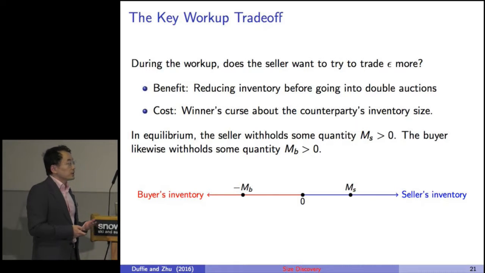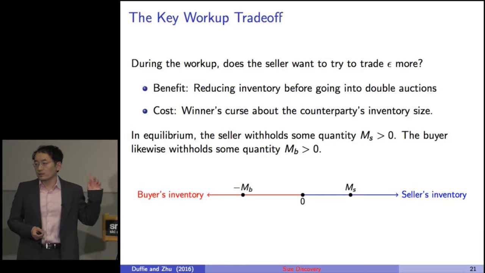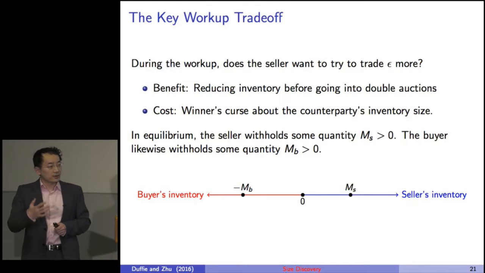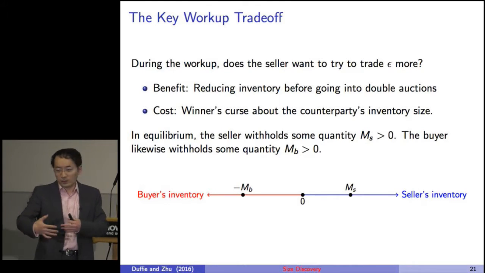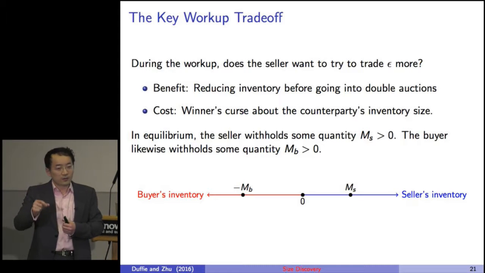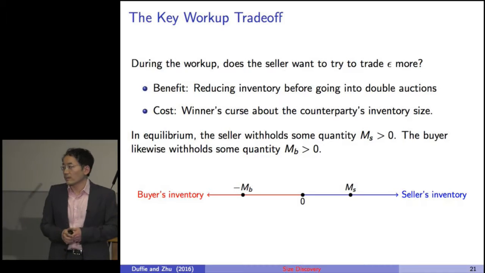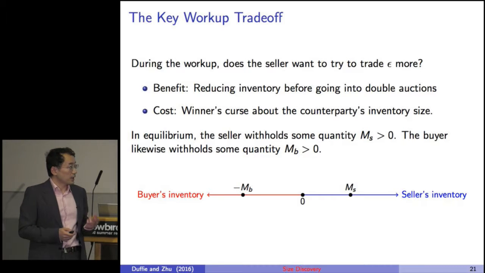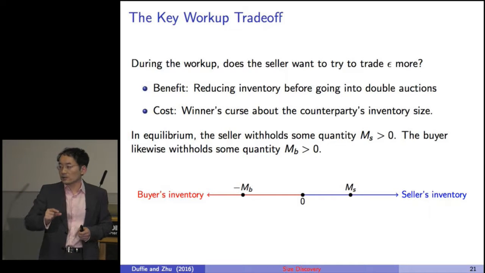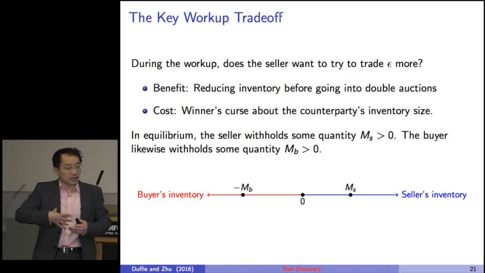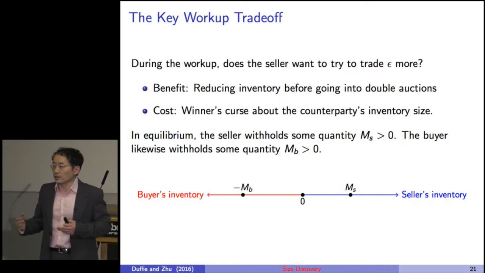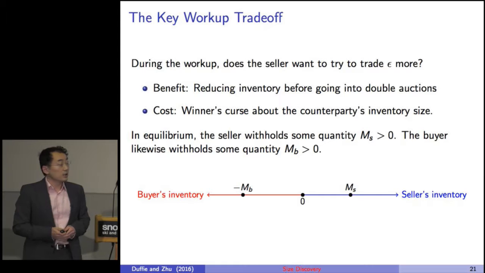And the key property that determines the strategy is this trade-off. Now, imagine that you're the seller, and you already did some workup with the buyer, and your decision right now is whether to trade an additional quantity. There are two effects. On the one hand, you probably would want to sell this additional quantity because if you were stuck with it, it takes you a while to liquidate. So in the meantime, that incurs holding cost.